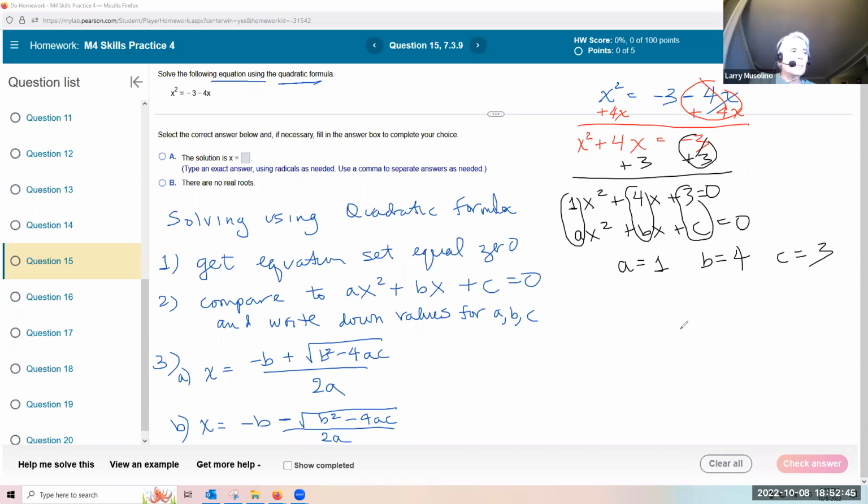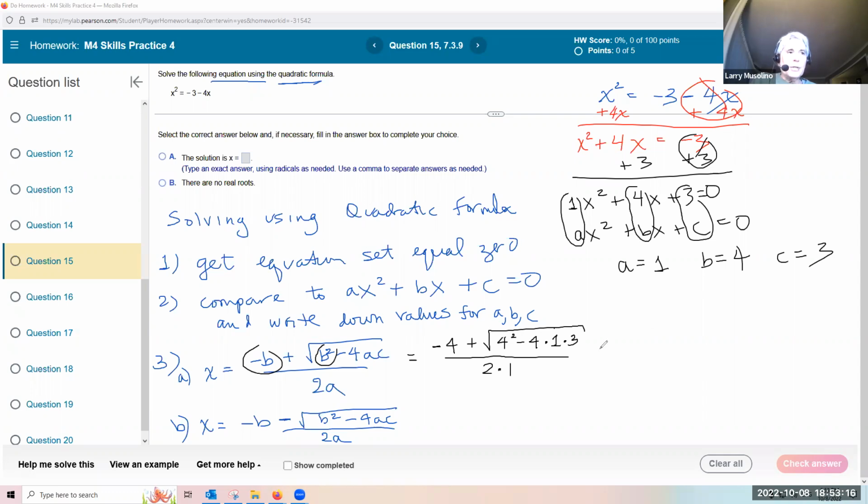All right, so I have a, b, and c identified. I'm going to go ahead and plug them into these equations. Let's start up here with this first one. It says take negative b. Well, that's going to be negative 4 plus the square root. All right, now we need b squared. B squared is going to be 4 squared minus 4 times a. Our a number is a 1 times c. Our c number is a 3. All over 2 times a, which is 2 times 1.